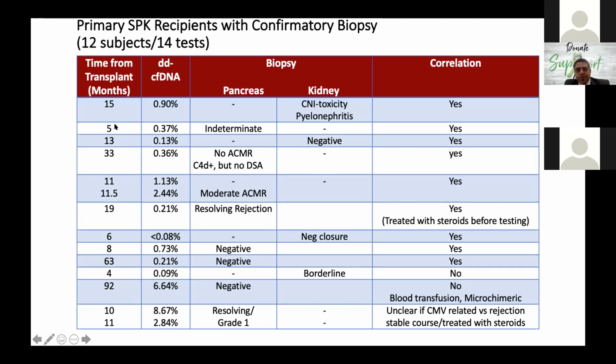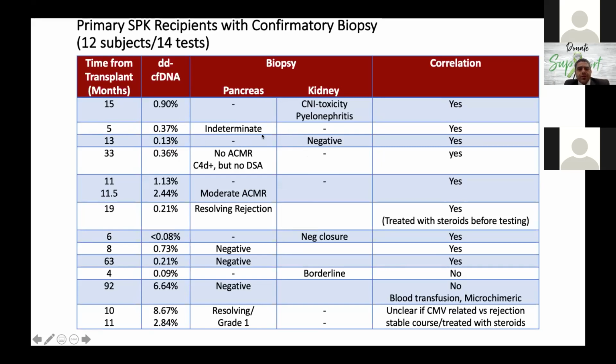Similarly, here, this is another case 5 months out. There was pancreas dysfunction. We sent the cell-free DNA as part of our workup, and we eventually biopsied that person, and we didn't find rejection. It was indeterminate. The dysfunction had resolved, and we felt that this was a good correlation.